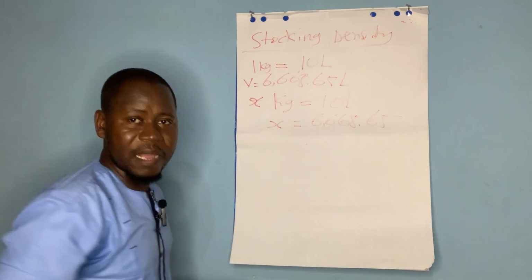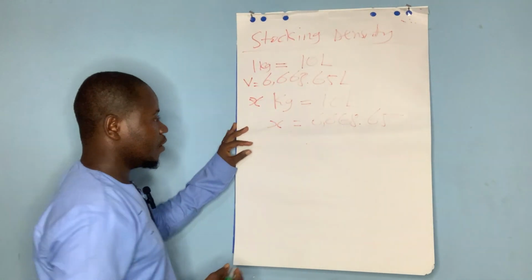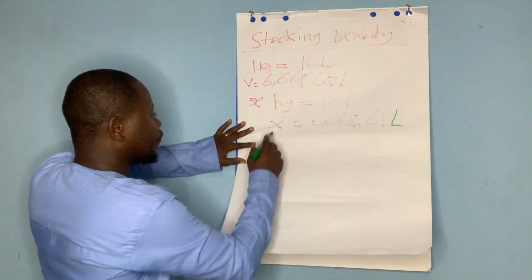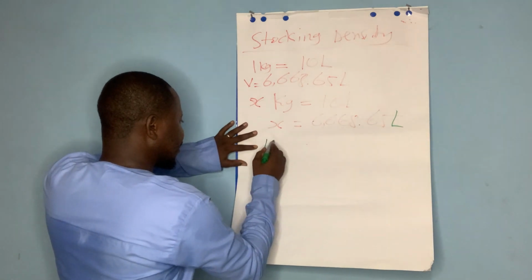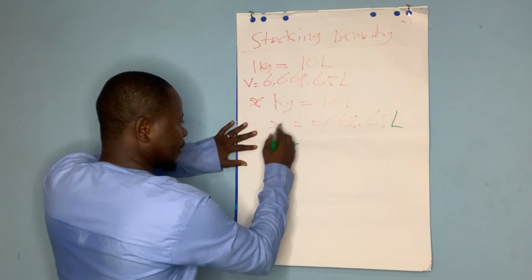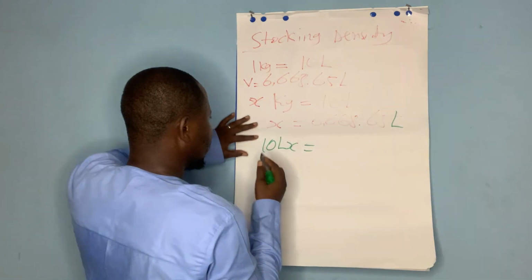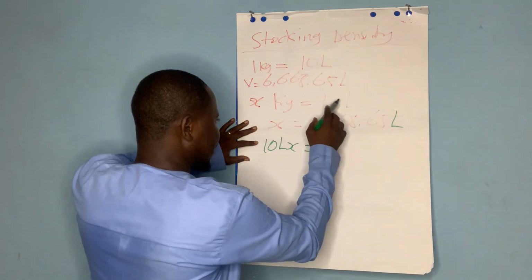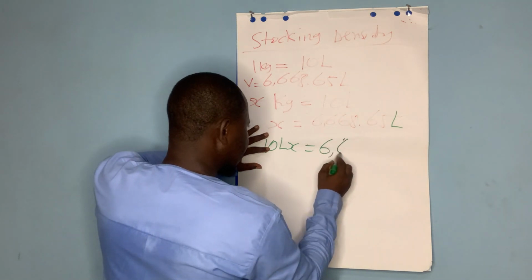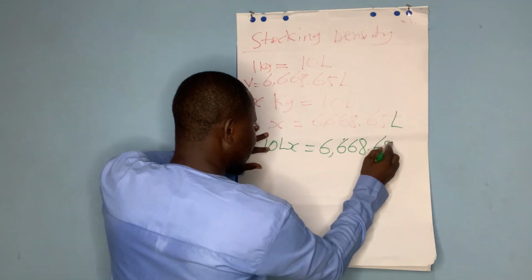6,668.65. My marker, is it clear? Okay, don't change the marker. So now let's cross multiply. Liters is attached to this, so if I cross multiply, we now have 10 Lx is equal to 6,668.65.